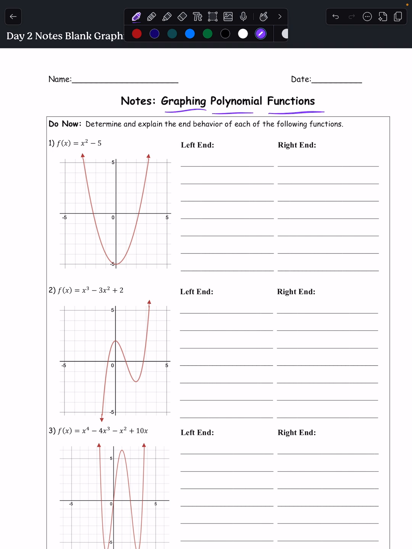So looking at the do now, I'll do number 1 with you guys, and then you guys can do 2 and 3. It says determine and explain the end behavior of each of the following functions. End behavior is just exactly what it sounds like. It's the behavior at the ends of the graph. So we have the left end, which is here, and then we have the right end, which is here.